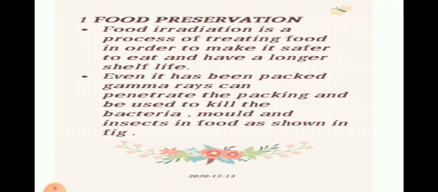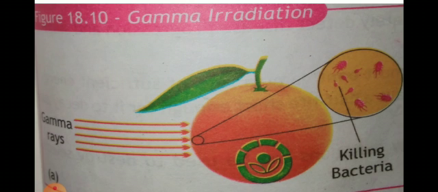Like food preservation. Food irradiation is a method of treating food in order to make it safer to eat and have a longer shelf life. Even after it has been packaged, gamma rays can penetrate the packing and be used to kill bacteria, mold, and insects in food, as shown in the figure. That is how the gamma rays are injected into the food to kill the bacteria, as you can see in the figure.